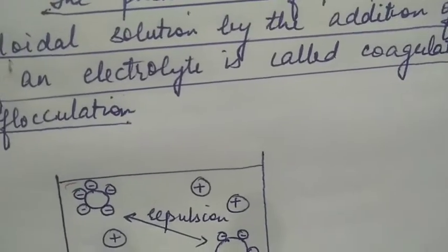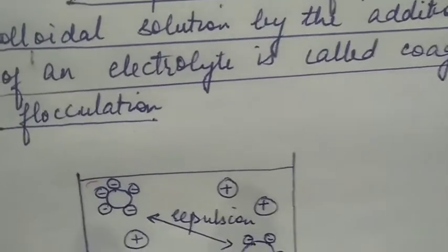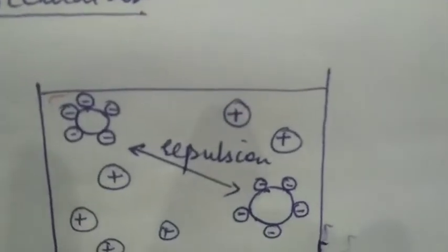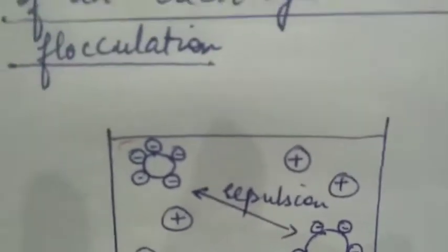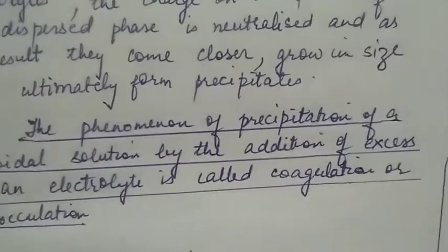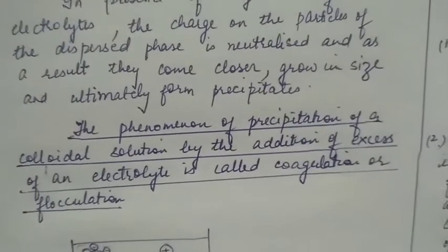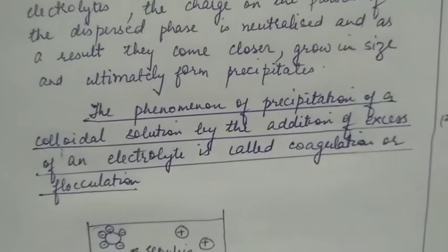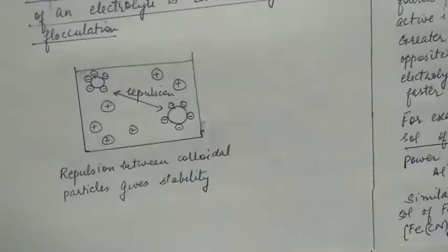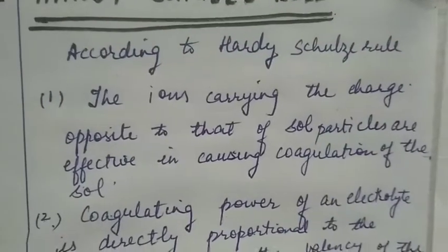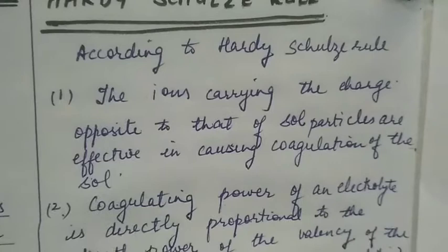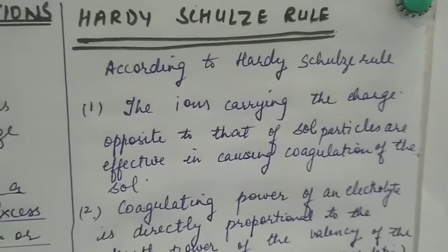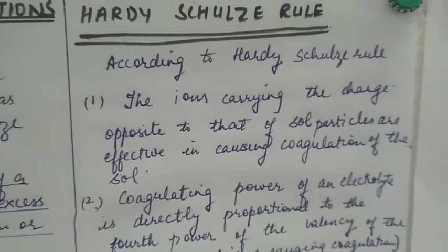If electrolyte is in excess, this excess negative charge on the colloidal particle will be neutralized and the particles will come together and coagulate. So the phenomenon of precipitation of a colloidal solution by addition of an excess of an electrolyte is called coagulation or flocculation. According to the Hardy-Schulze rule, the ions carrying the charge opposite to that of the sol particles are effective in causing coagulation of the sol.